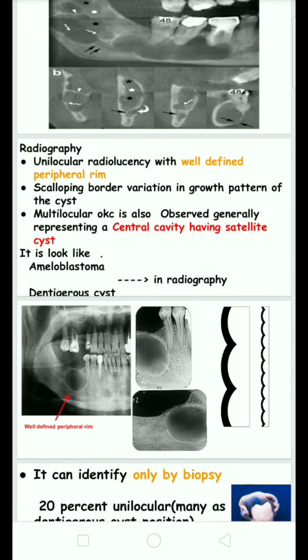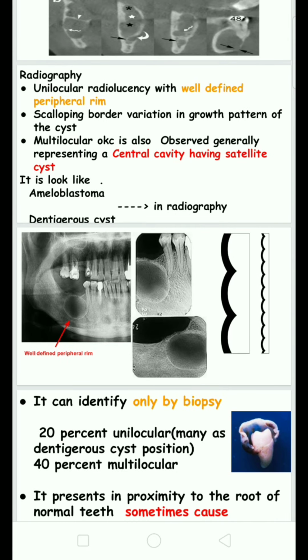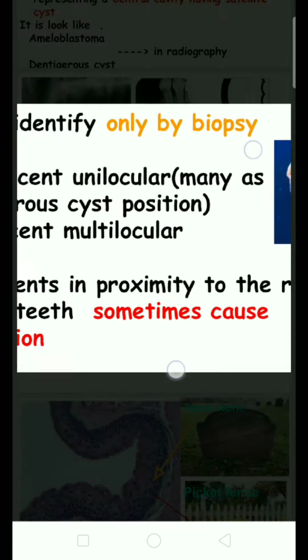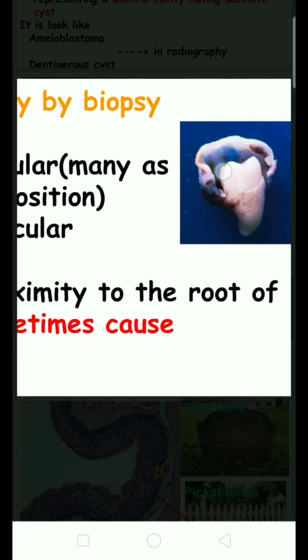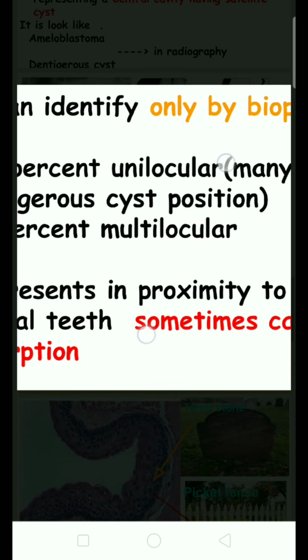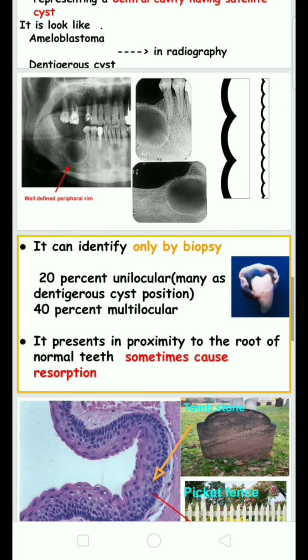In radiography, it looks like ameloblastoma and dentigerous cyst, so it is advised to take a biopsy. In 20% of cases, this unilocular cyst looks like a dentigerous cyst. This is the dentigerous cyst; it looks like this. At the same time, in 40% of cases you have to look for a multilocular appearance.